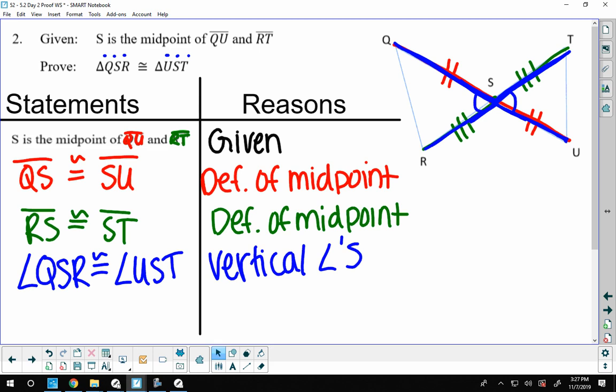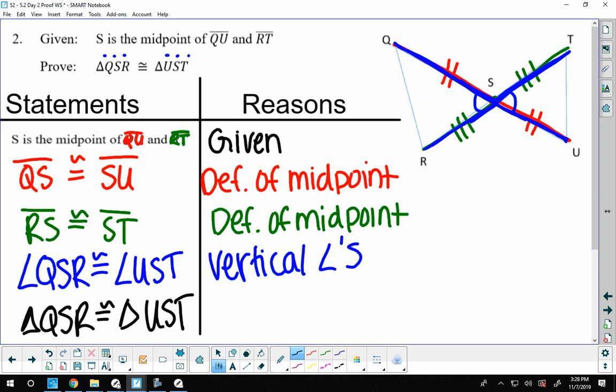So last but not least, we can prove that triangle QSR is congruent to triangle UST by the side angle side congruency postulate. And the important thing to note here is that this angle is the included angle between this side and this side. Okay, so it's the included angle, meaning it's the angle that's between those two sides. And that allows us to use SAS to prove the two triangles are congruent.